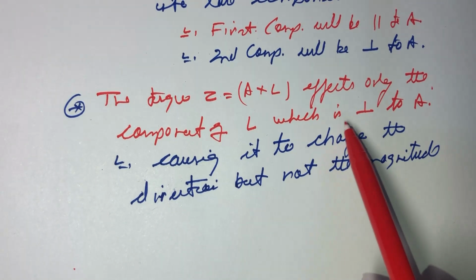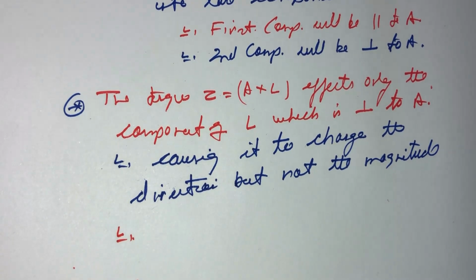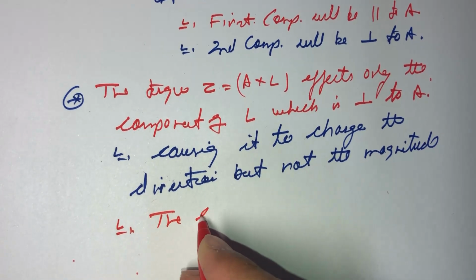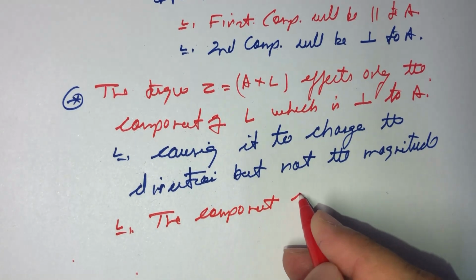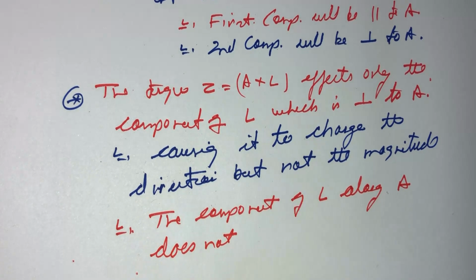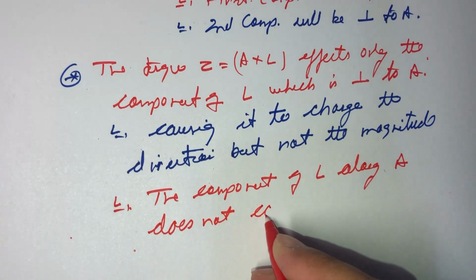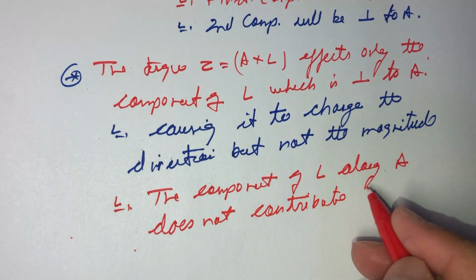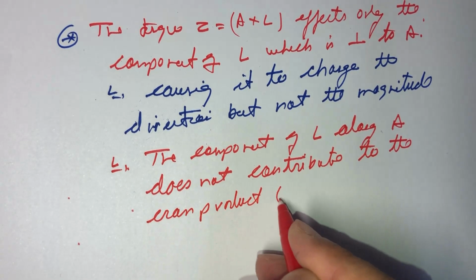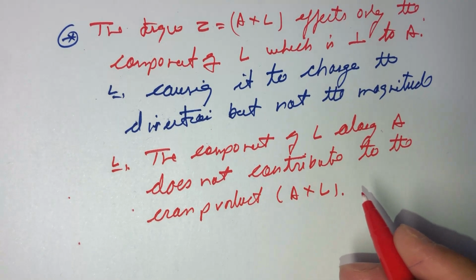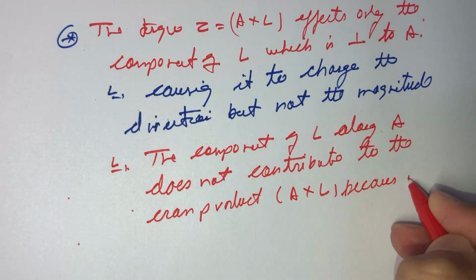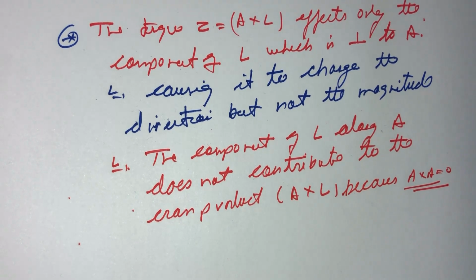So as we said, the only component affected will be the perpendicular one, therefore we can also say the component of L along A does not contribute to the cross product A cross L, because A cross A will be giving us 0.